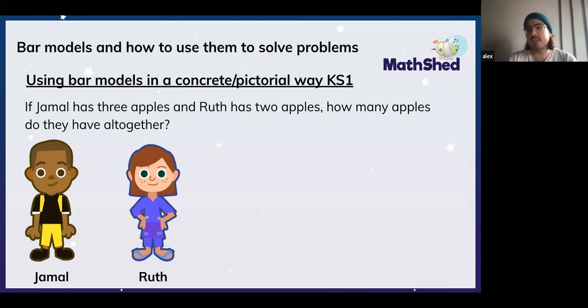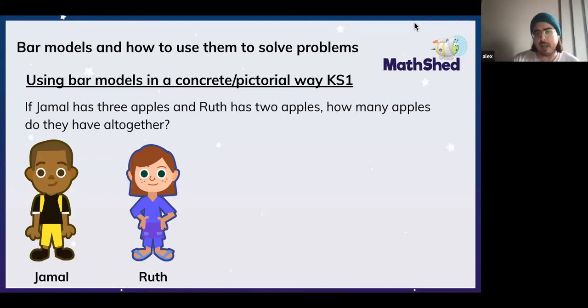Bar models, we should introduce them as early as we can with children, so that they become structures and processes that children become fluent in and familiar with. So here we have a rather rudimentary word problem. If Jamal has 3 apples and Ruth has 2 apples, how many apples do they have altogether?